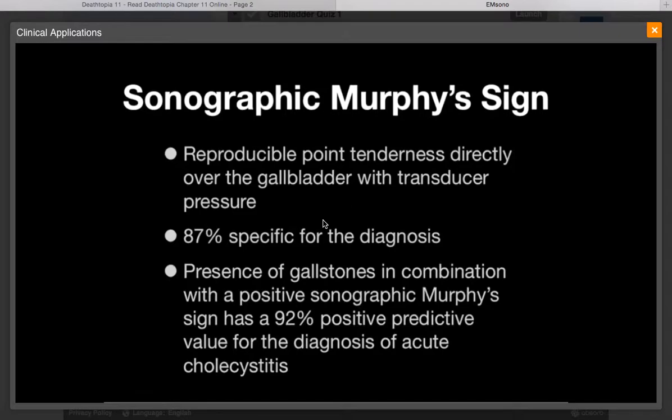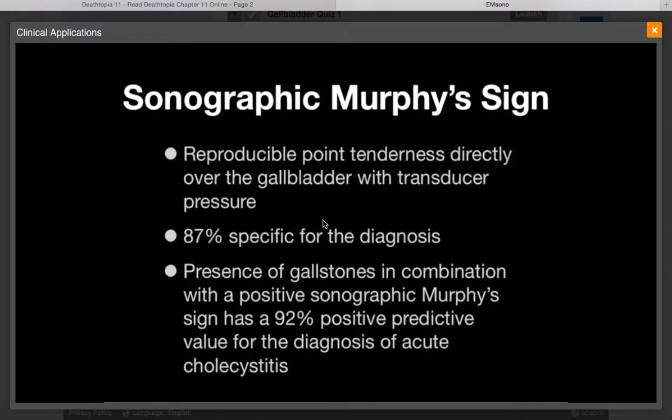A sonographic Murphy sign may be absent in patients with denervated gallbladders, such as in gangrenous cholecystitis. The sign may also be absent in patients who have received narcotic analgesia, but in my personal experience, if they're alert enough to follow commands, you're not going to obliterate their potential to have a sonographic Murphy sign just because you gave them narcotic analgesia. So I would not hold narcotics in these patients pending the gallbladder ultrasound.